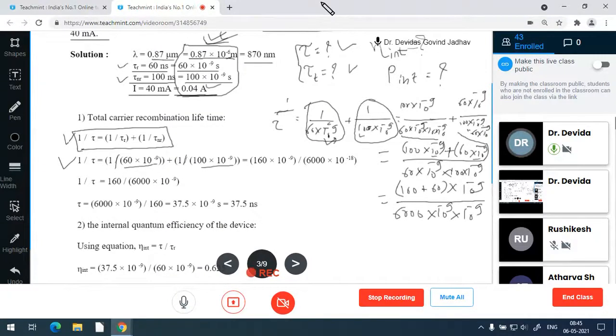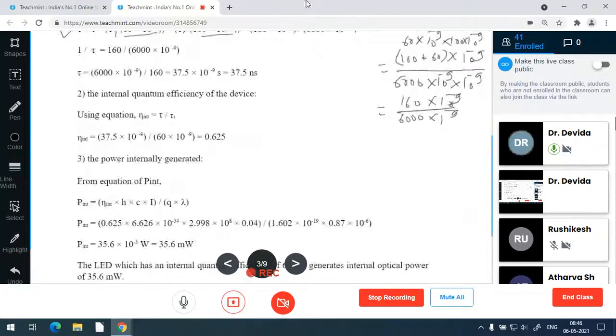So there are two 10 raised to minus 9 multiplications in the denominator. The 10 raised to minus 9 in the numerator and one 10 raised to minus 9 in the denominator will get cancelled. So before that we will add these brackets: 100 plus 60, it is 160, into 10 raised to minus 9, divided by 6000. As it is we'll write 10 raised to minus 9 and multiplied by one more 10 raised to minus 9.